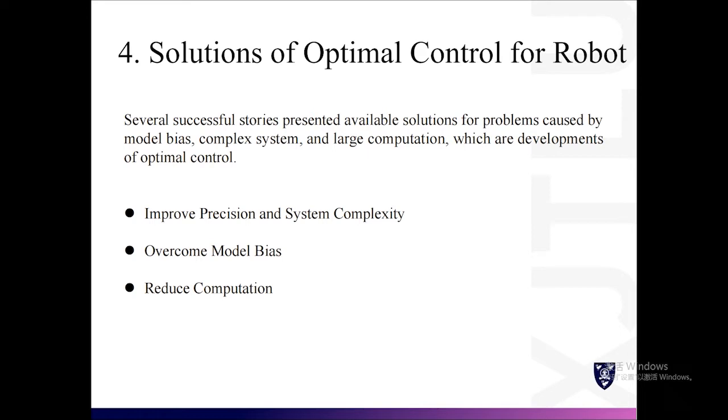Several success stories present available solutions for problems caused by model bias, complex systems, and large computation, which are developed from optimal control. The first one is improving precision and system complexity. The second one is overcoming model bias. The third one is reducing the computation.